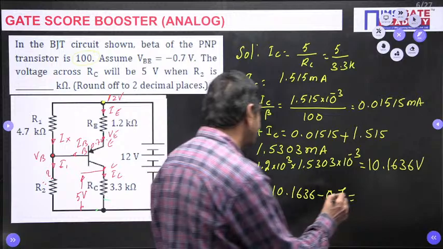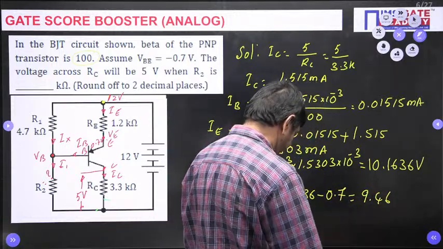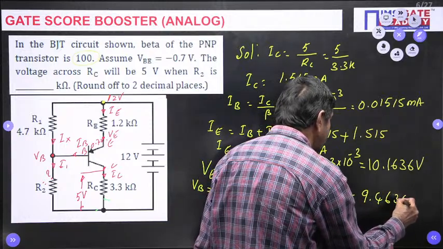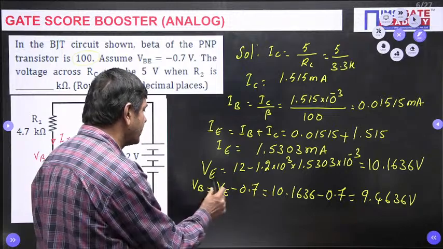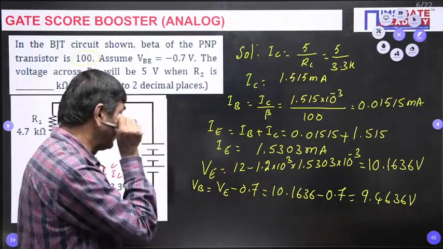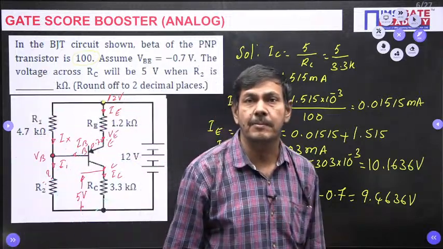9.4636 volts is possible. That much voltage is possible. The voltage I got because of the subtraction only. Understand my point now? So that is how we got VB.